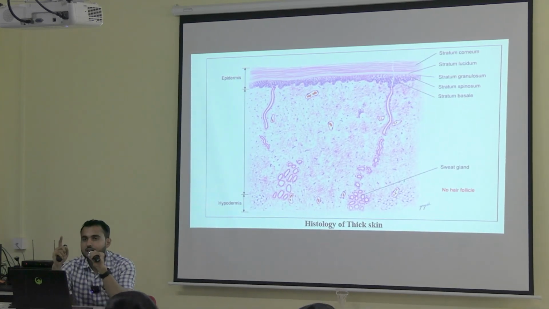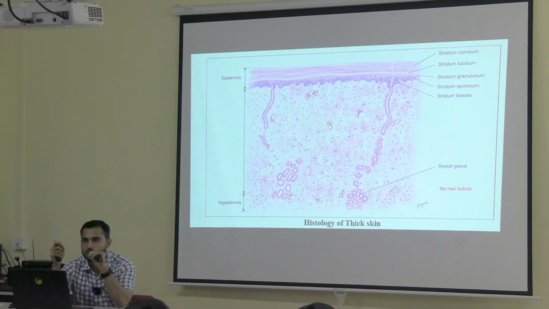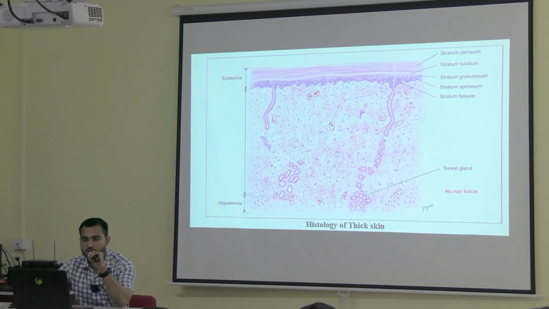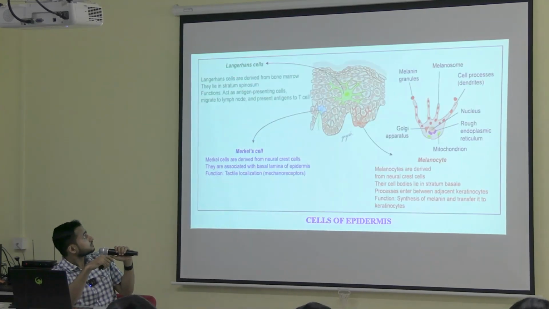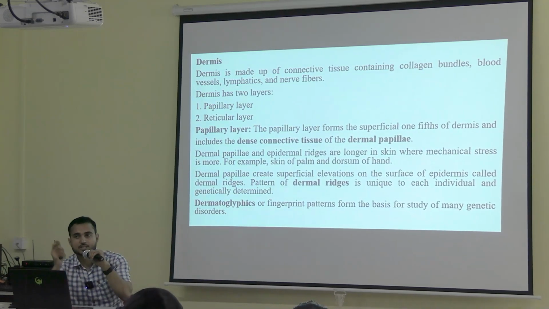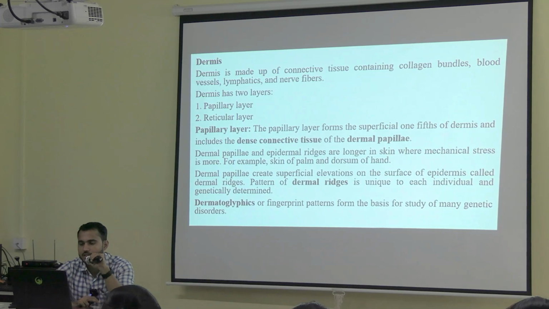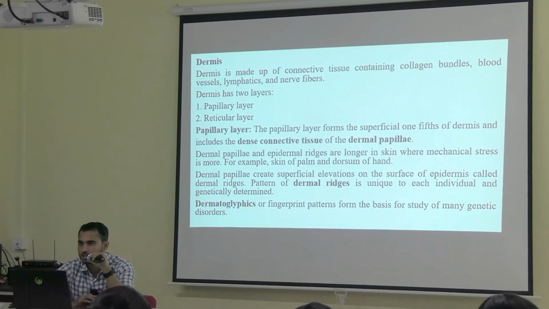Now these are the layers of epidermis. Okay, 5 layers. Next, the layers of the dermis. As I said, how many layers are there in the dermis? Only 2 layers are there. Superficial one is the papillary, deep one is the reticular layer.